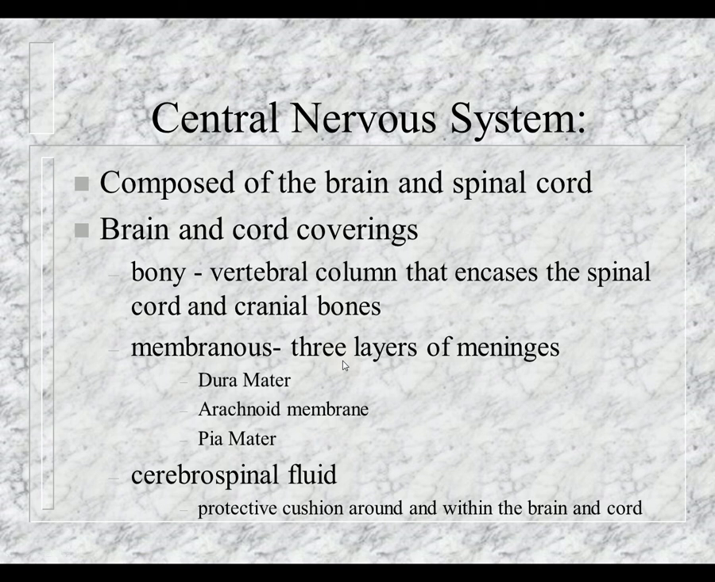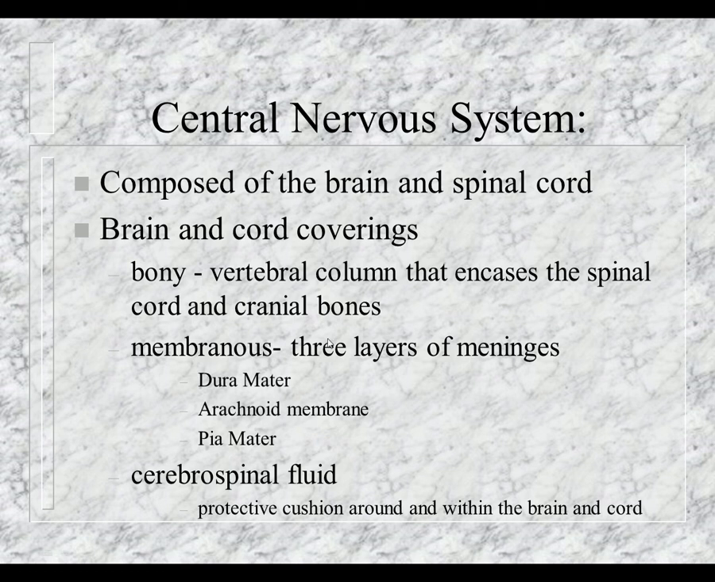In fact, there's about 33 vertebrae: 7 cervical, 12 thoracic, 5 lumbar, and then 5 fused in the sacral area, with 4 fused in the coccyx. There's about 8 bones of the cranium around the brain and about 14 facial bones, so lots of bones.